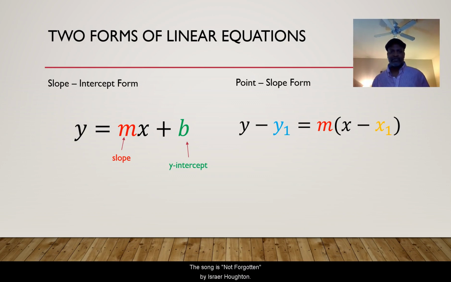And what's really neat about the point slope formula is that you can write the equation of a line using the slope and any point that's on the line, rather than just using the y-intercept. So it is a good form to use when you don't know what the y-intercept of a line is. You can still write the equation of that line.